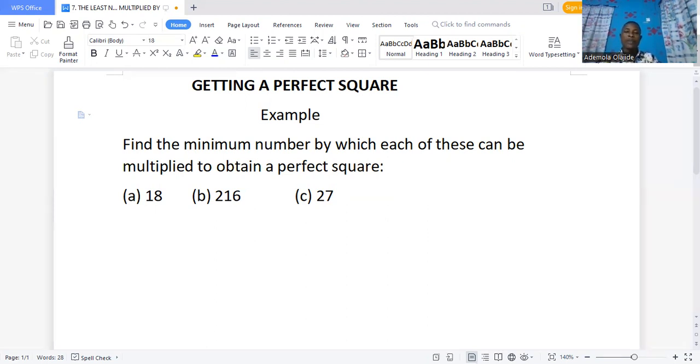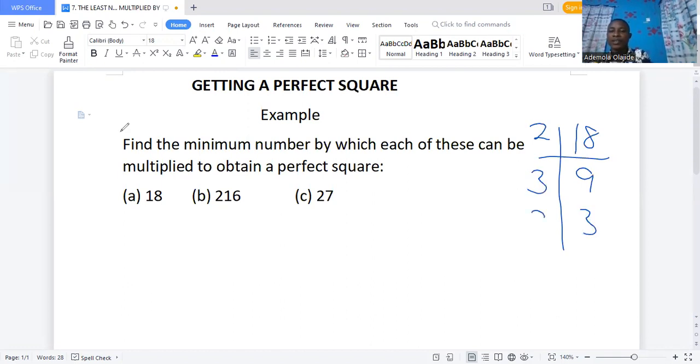Now, the idea behind this, what we simply do is that 18, you can break it down. You have 18, 2 in 18, that is 9. 3 can go in 9, 3. 3 can go in 3, 1. Now, if you look at this, what we do now is that you begin to pair two same numbers together. It's only these two that is remaining without a pair.